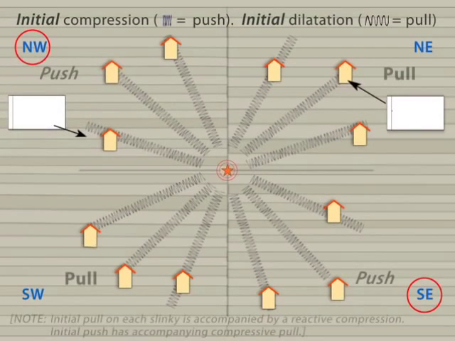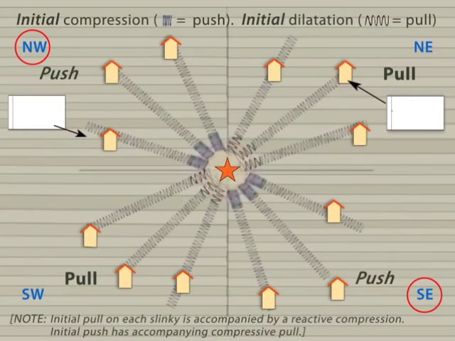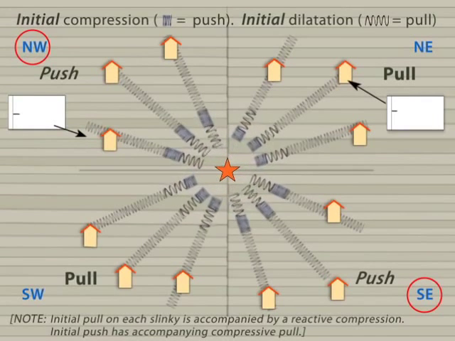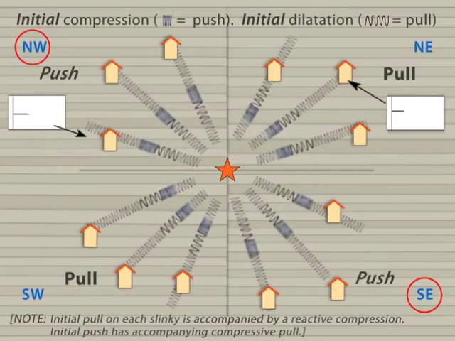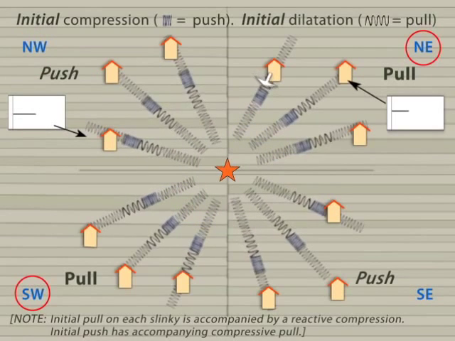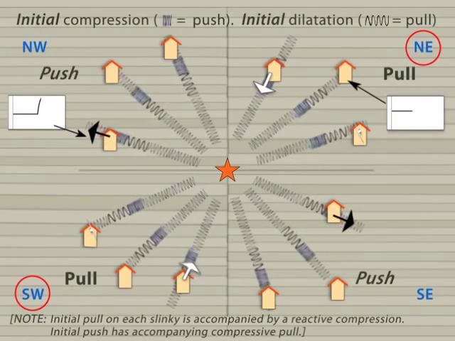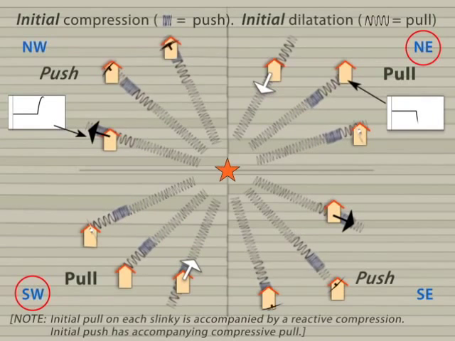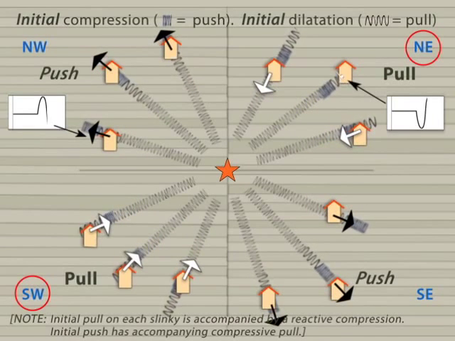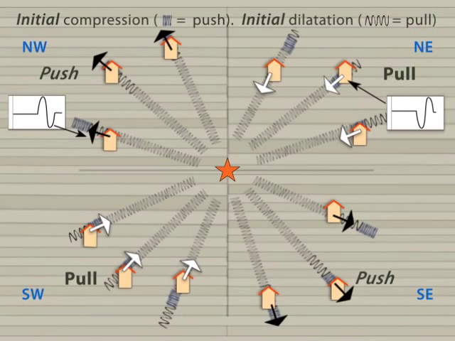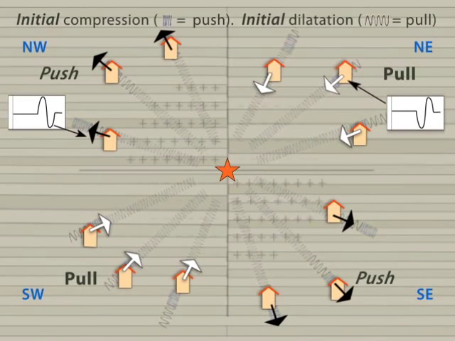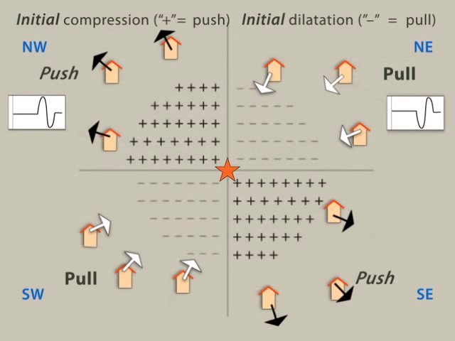Northwest and southeast of the epicenter, the rock is compressed, and the first arriving P waves at those stations are pushes away from the epicenter. Northeast and southwest of the epicenter, the rock is stretched, and the first P waves are pulls toward the epicenter. The dilatational and compressional arrivals are often shown as plus and minus signs, respectively.